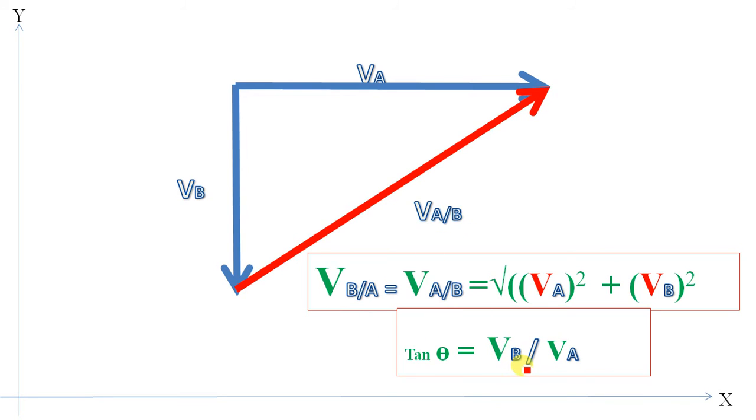And if you want to find tan of theta, if this angle is theta, that is opposite side upon adjacent side, that is Vb upon Va. That way you can find the direction.